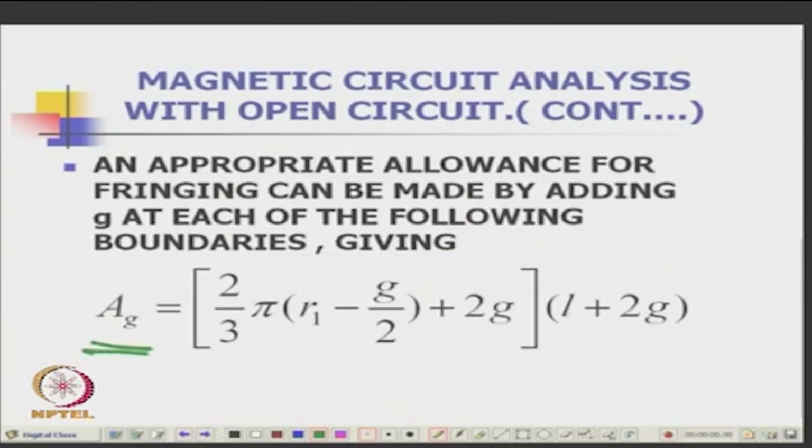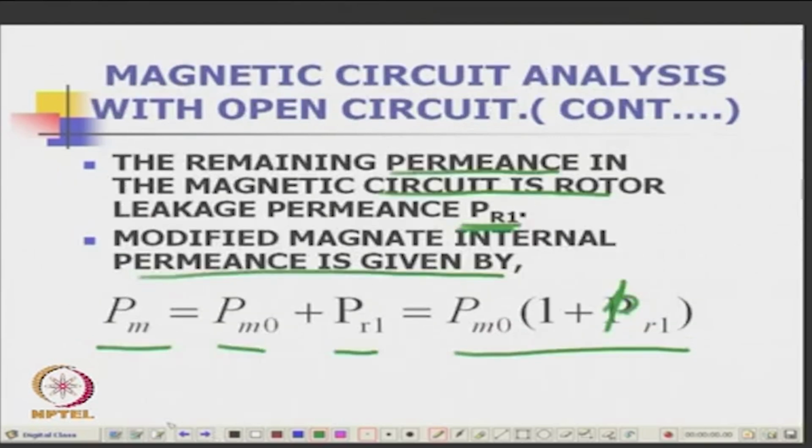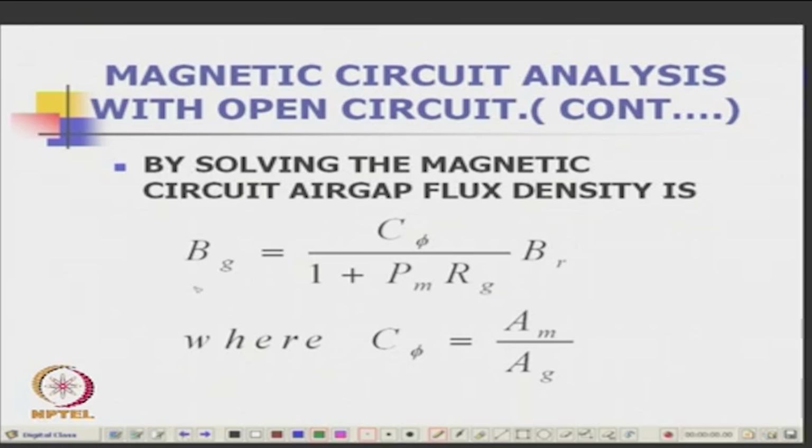Okay, this is the gap area and we have taken care of this fringing also like this, not the area which is facing the flux. This is the internal permeance P m, which is the P m naught plus P r 1, and this will be the gap B, that is the flux density at the gap, which is given as a product of B r into, these are some derivations. The C phi is area A m by A g, etc. Okay. This is just a simplification of those equations.